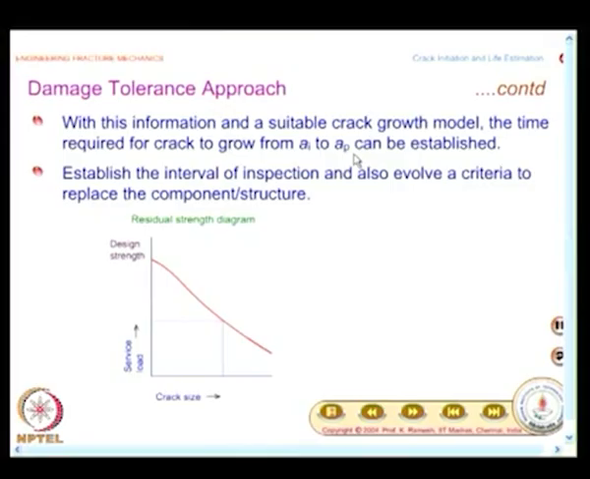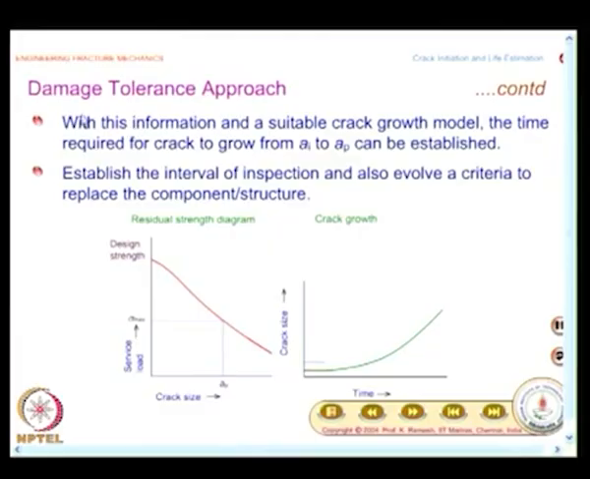Then you do the inspection interval. See, if you do these calculations wrongly, you go and inspect after the crack has become critical, what is the use? So, the crack growth model has to be realistic. All that comes from practice. Your field experience is definitely needed for developing and implementing the damage tolerance approach.